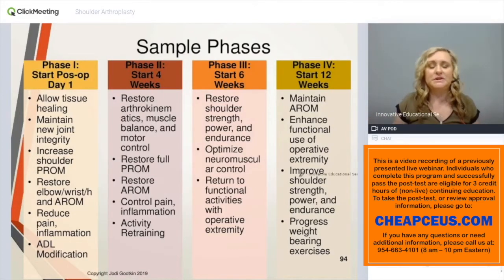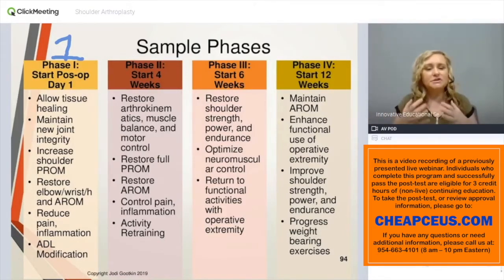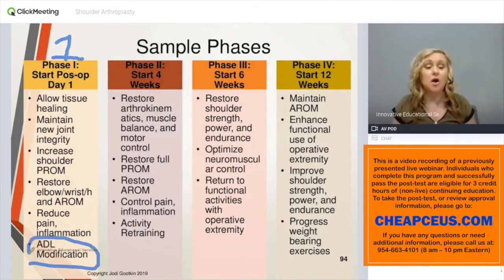So generally speaking, what we tend to see in terms of the phases of rehab, that early phase 1 is going to start post-op day 1. The goals at this point in time are to really just maintain the integrity of that new joint, maybe start to look at elbow, wrist, and hand range, trying to maintain that. Look at function in terms of ADL modification so that they are capable of protecting that shoulder and still functioning.